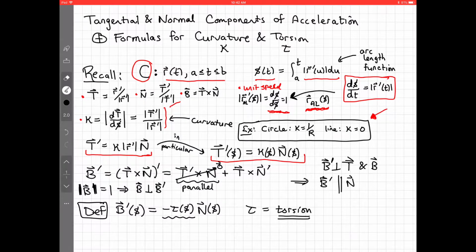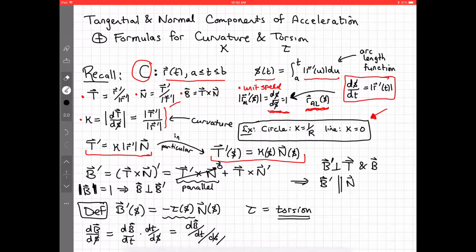Okay. We can also come up with a more practical formula for torsion that doesn't refer to the arc length parameterization, as follows. Recall the chain rule: the derivative of the binormal with respect to s is the same thing as dB/dt times dt/ds. And this, of course, is the same thing as dB/dt divided by ds/dt.